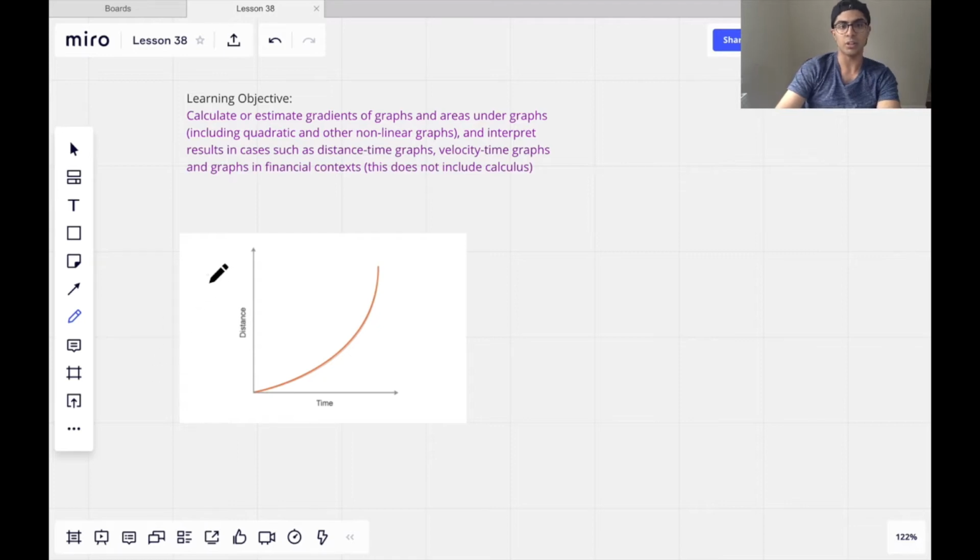The prerequisite knowledge that is really important to have is from the last videos, where I talked a bit about using gradients and using graphs in real world context. This is a higher only video, that's what's in purple. But yeah, let's get into it.